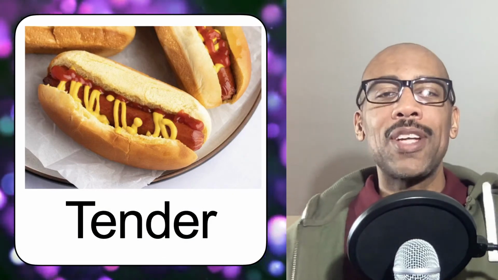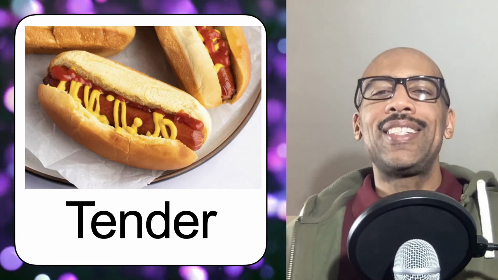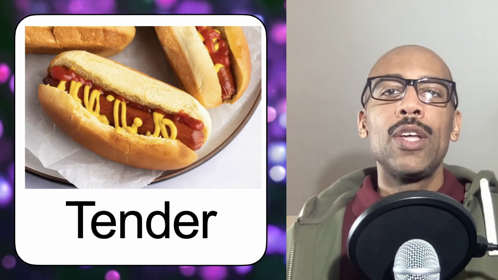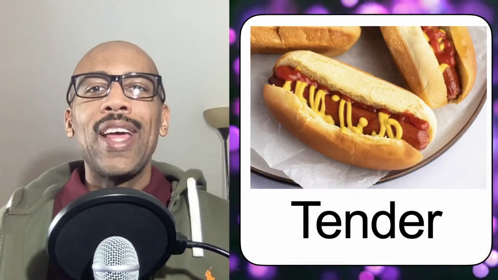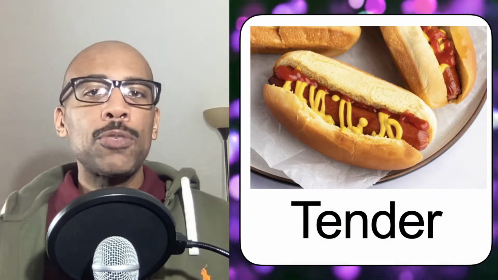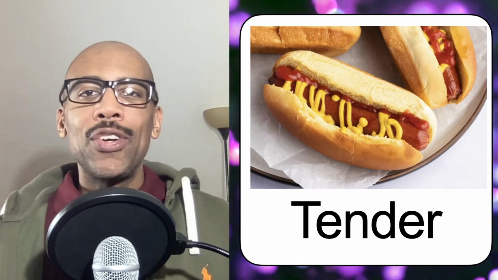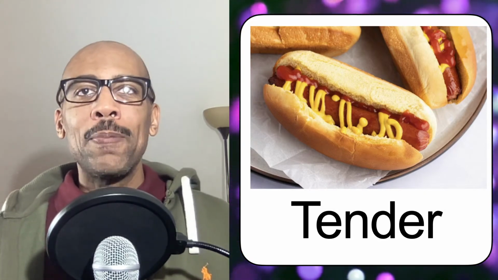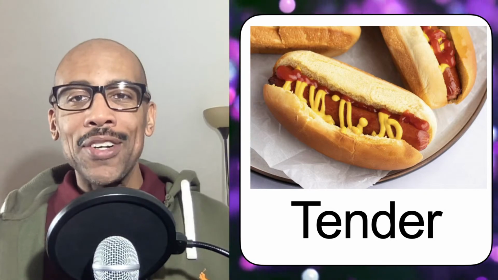Tender. When something is tender, oh, it's so juicy, it's easy to cut, it's easy to bite into, and oftentimes it will have good flavor. So you can have a tender hot dog, you can have a tender steak, you can have a tender pork chop, you can even have a tender piece of chicken that's crispy on the outside and tender on the inside. When it's tender, it's cooked just right. I mean, it's perfect. Some people like their hot dogs to be burnt on the outside or crispy on the outside and tender on the inside.